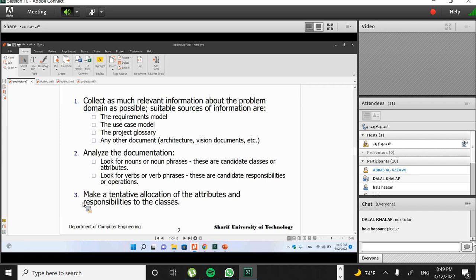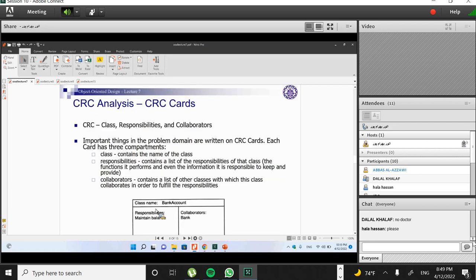And in the third step of this analysis type, we should make a tentative allocation of the attributes and responsibilities to classes, as you have experienced in the ATM case study. In the ATM case study, we briefly discussed this technique in practice. So there is no new concept in the lexical analyzing or grammatical parsing technique.